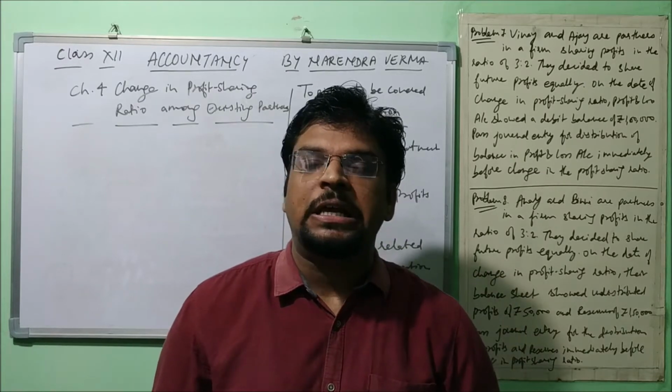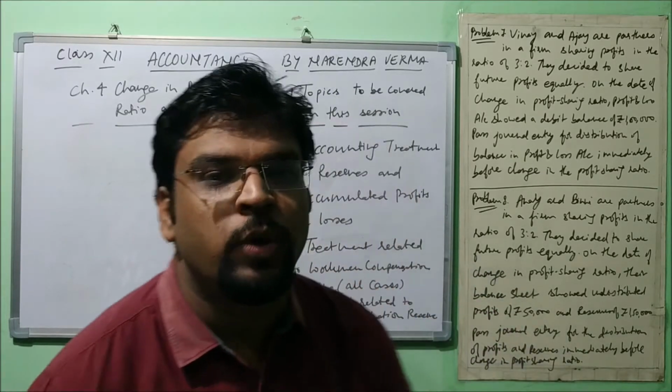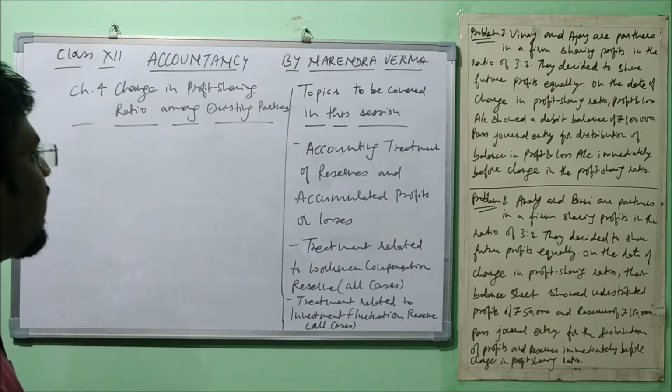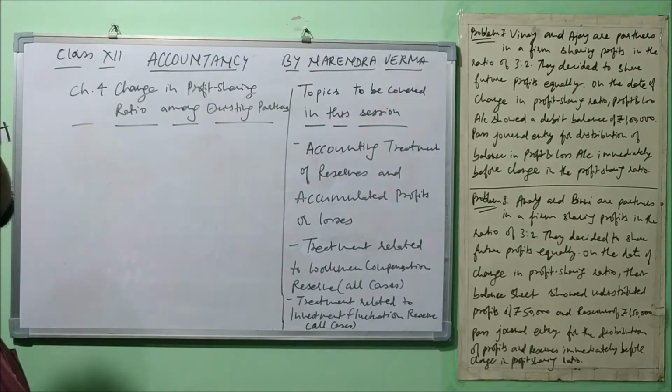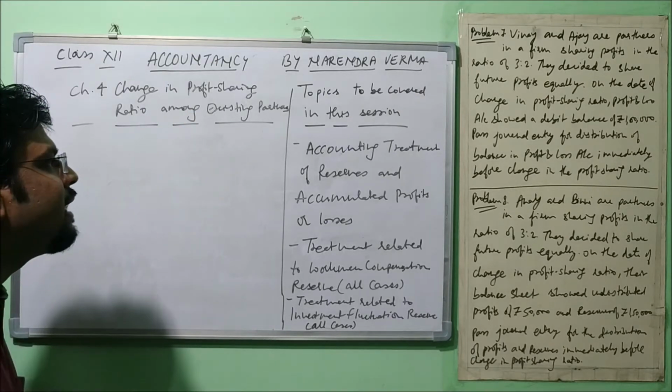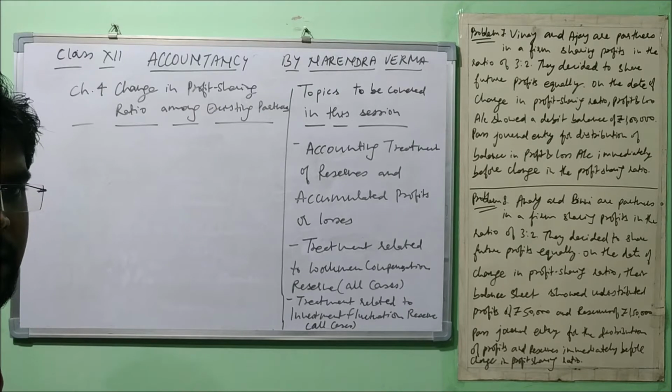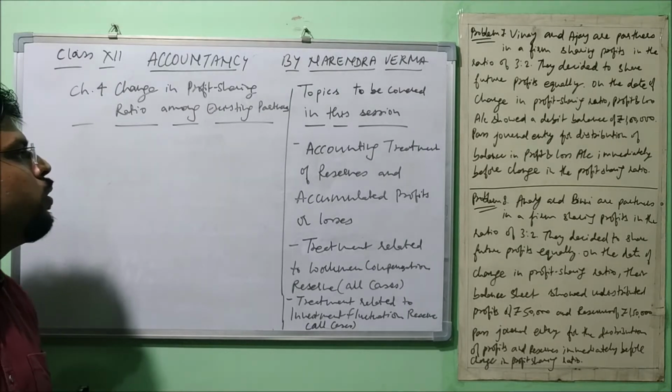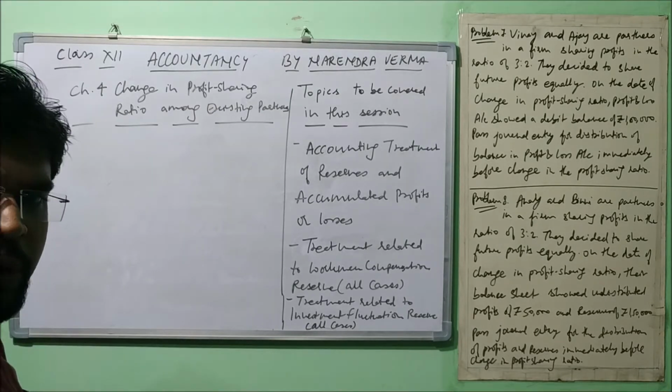As you know very well, in accountancy for class 12 CBSE syllabus, as per the revised one, we are dealing with the fourth chapter, that is change in profit sharing ratio among existing partners, right? And till now we have learnt about treatment of goodwill, right?